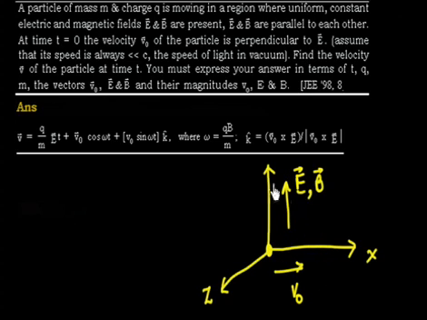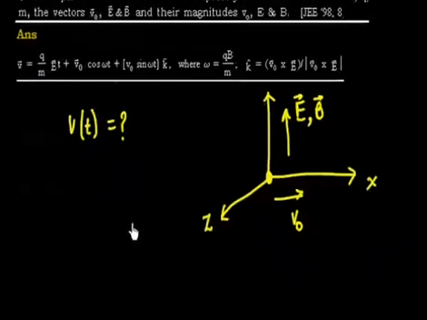Now we have to assume that v is much less than c, so that we are not entering the space of relativity. Find the velocity v of the particle in time t. So what we have to find is the velocity of the particle as a function of time. After any time t, what is the velocity? This we want to find out. And we have to express the answer in terms of the vectors v naught, E and B.